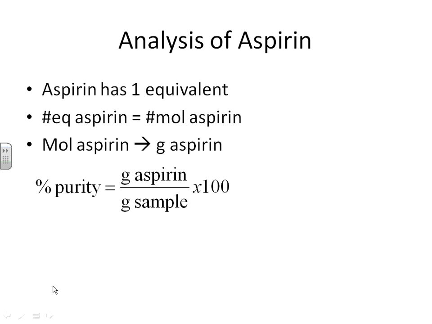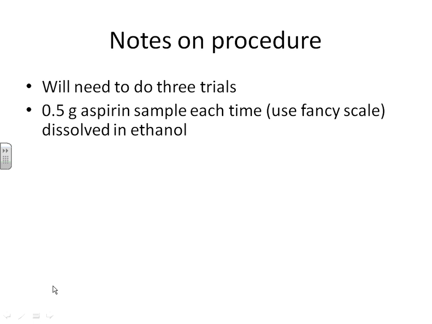Multiply that by 100, and there you go. That's going to be your percent aspirin. A few notes on the procedure. You're going to do this whole process 3 times, so that you can get 3 percent aspirin values and take an average percent for the purity of your sample.